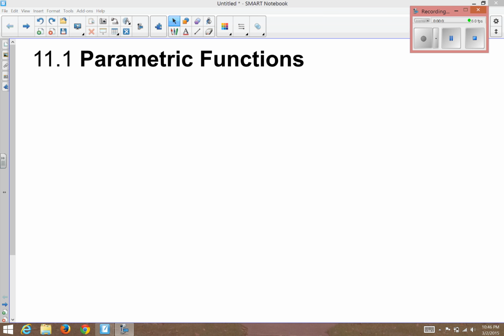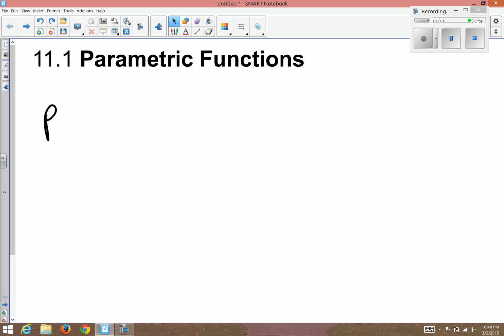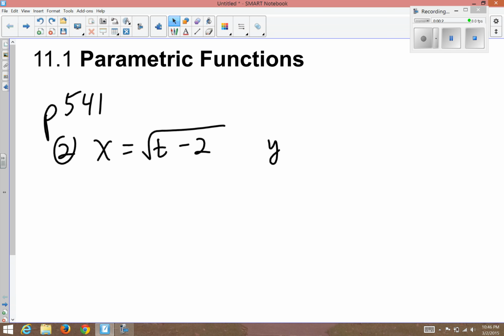Chapter 11, Section 1, Parametric Functions. On page 541, Exercise 2: x equals the radical of t minus 2, y equals (t plus 5) over 4, and t is between 3 and 11.